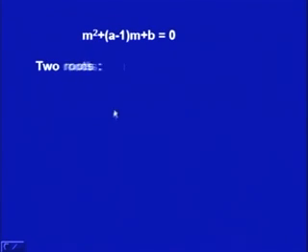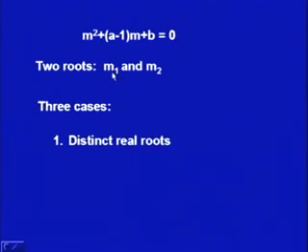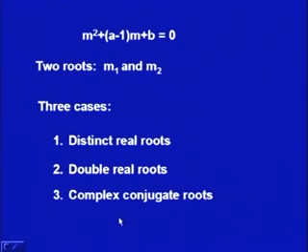So there would be three cases for the two roots m1 and m2. Case 1: both m1 and m2 are distinct and real. The second case is when m1 and m2 are real but equal, that is a double real root. The third situation is when both m1 and m2 are complex numbers, and of course they would be in pairs, that is complex conjugate roots. Let us discuss the general solution in each case one by one.